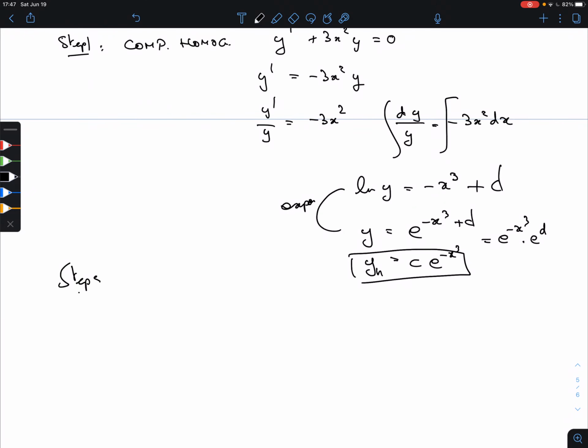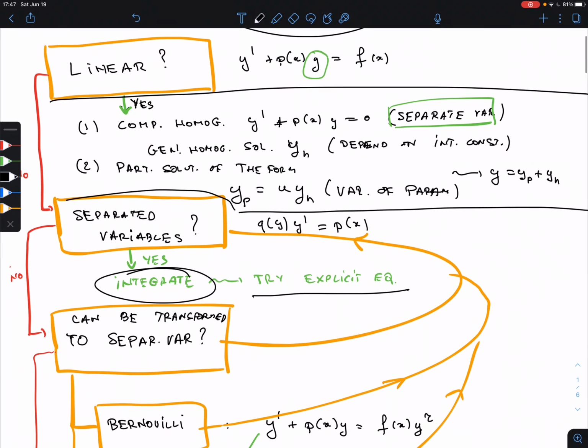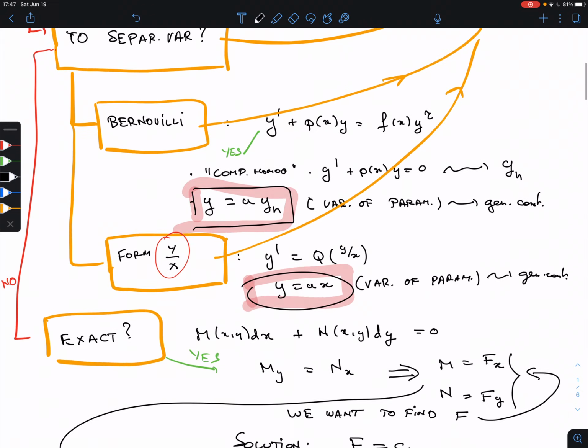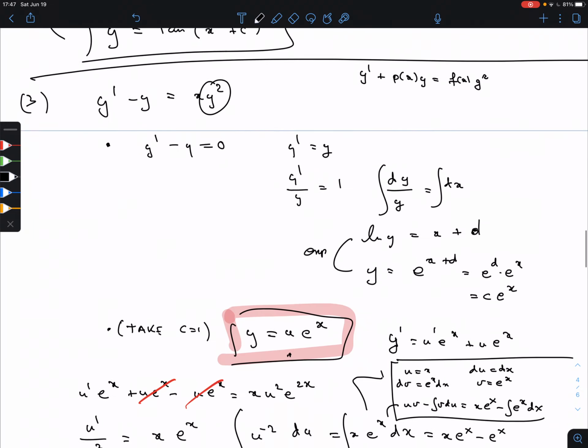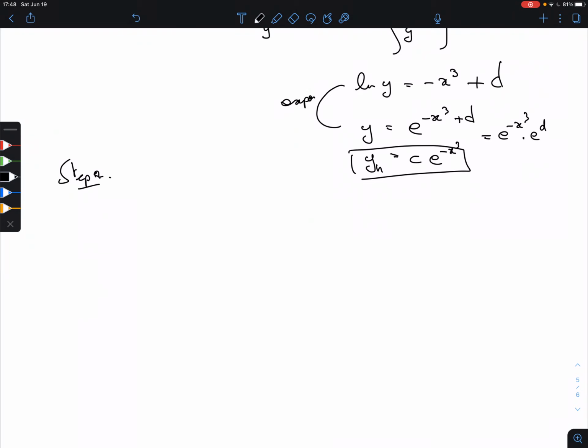Then we go to step 2. Let's look at what the chart tells us to do. We then look for a particular solution of this form by variation of parameters, a technique that in many cases is what you do. So y is equal to u e to the minus x cubed.